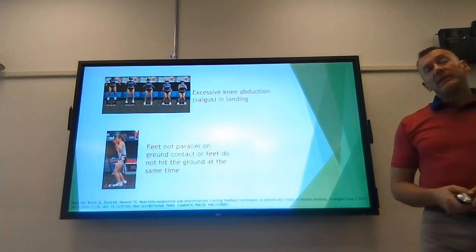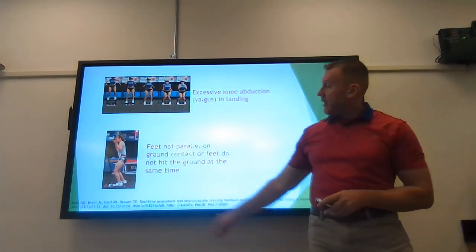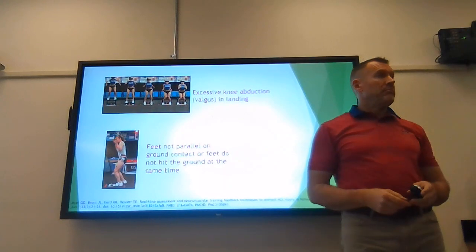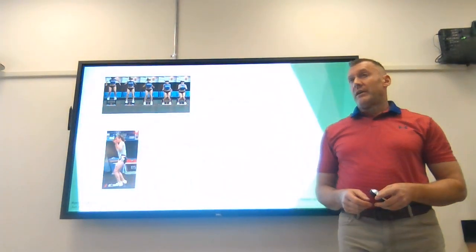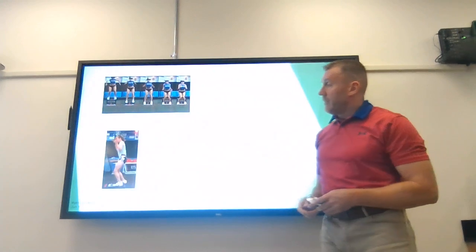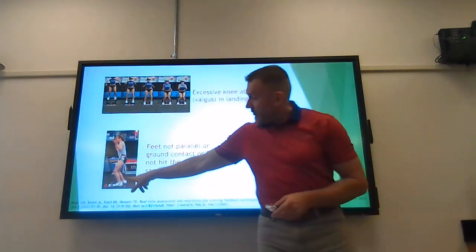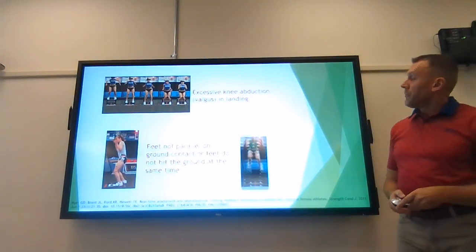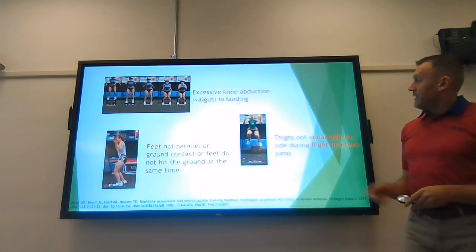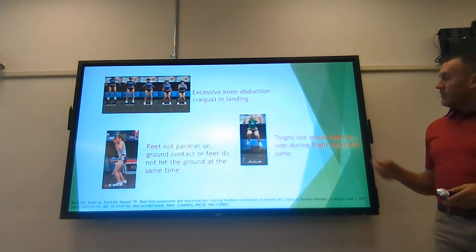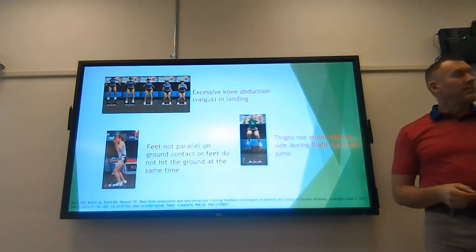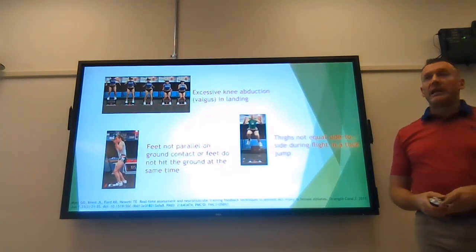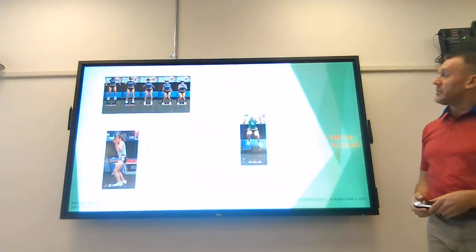Other evidence: the feet are not parallel on ground contact, or the feet do not hit the ground at the same time. That could indicate lack of stability in the core. You can see how the feet are not even there, or the feet are not hitting the ground at the same time. Other evidence: thighs are not equal side to side during flight in a tuck jump. You can see this knee is higher than the other there. So that could indicate lack of core stability.